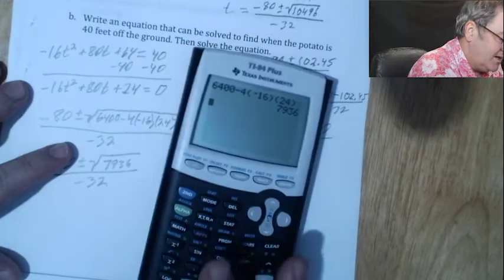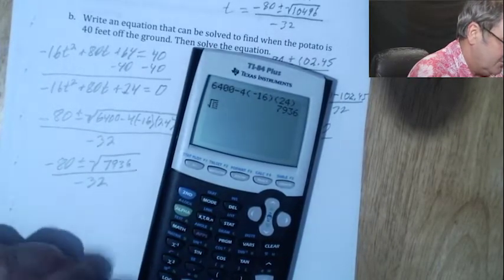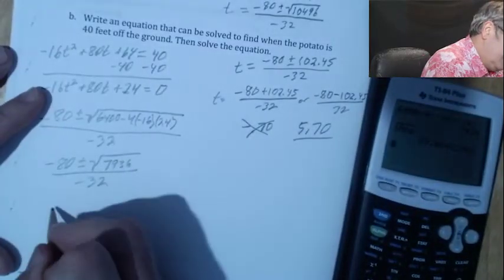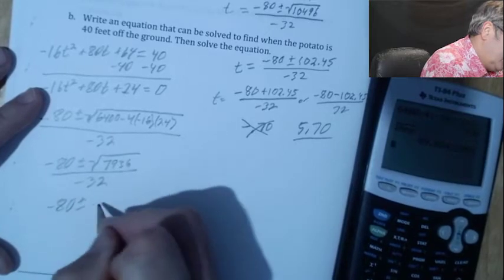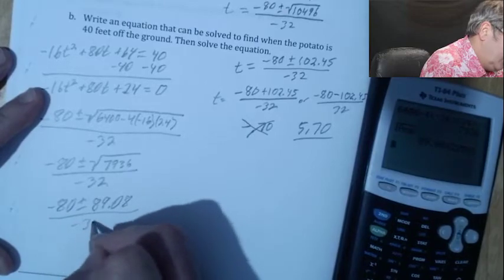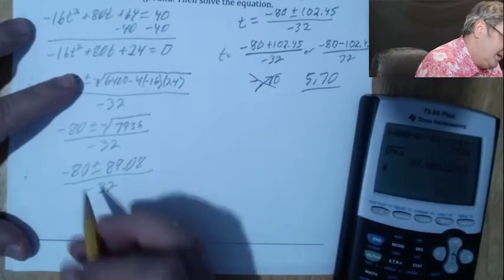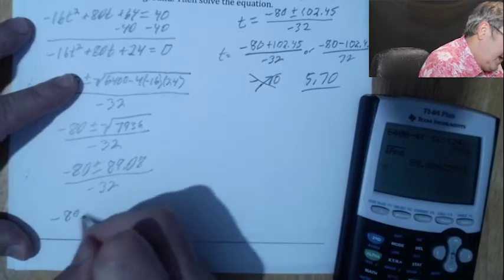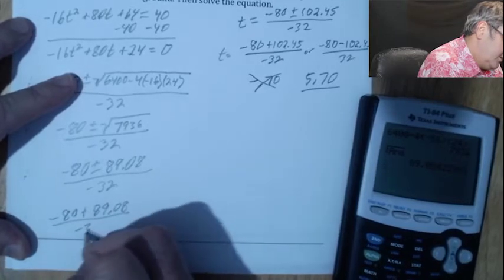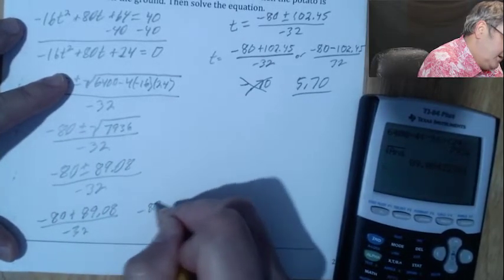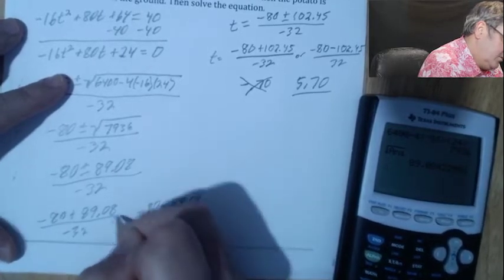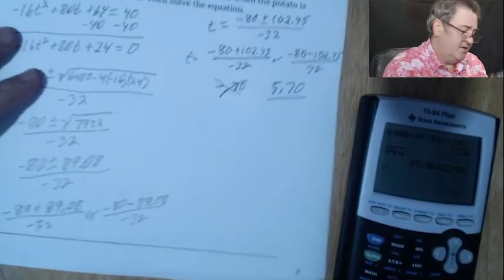So the square root of 7936. Square root of our answer is 89.08. So negative 80 plus or minus 89.08 divided by negative 32. So that means there's two answers again. One is when negative 80 adds 89.08 and divides by negative 32. And the other is when negative 80 subtracts 89.08 and divides by negative 32. Right? That's the two answers, one or the other.